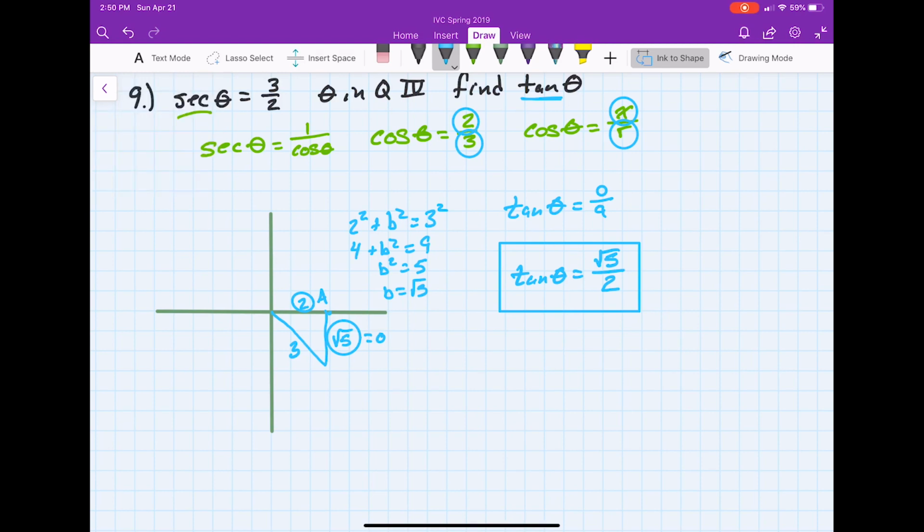Oh, but one thing I forgot is tangent's negative in quadrant 4. So this square root of 5 is technically a negative. So we've got to put a negative there. There we go. Now we're correct.